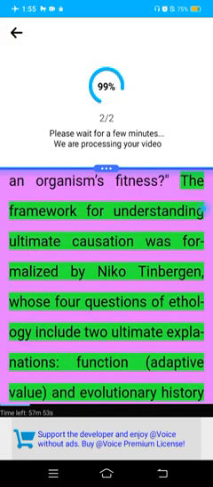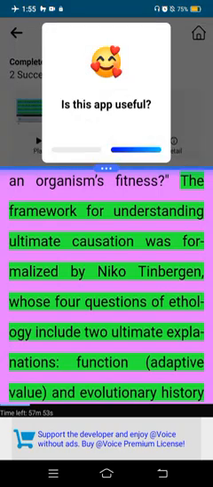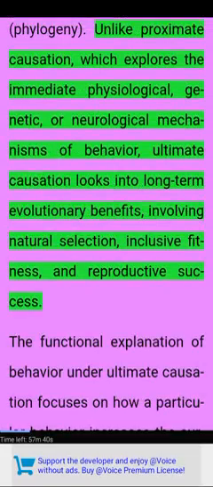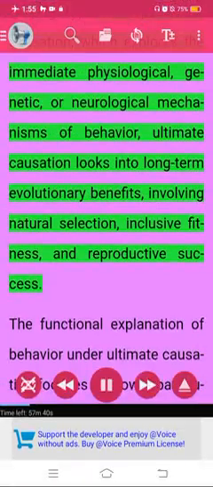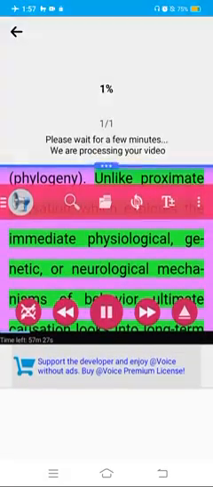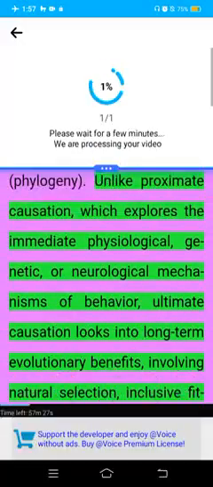The framework for understanding ultimate causation was formalized by Niko Tinbergen, whose 4 questions of ethology include 2 ultimate explanations: function, or adaptive value, and evolutionary history, or phylogeny. Unlike proximate causation, which explores the immediate physiological, genetic, or neurological mechanisms of behavior, ultimate causation looks into long-term evolutionary benefits, involving natural selection, inclusive fitness, and reproductive success.